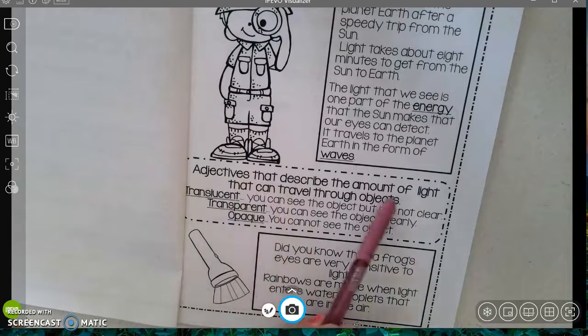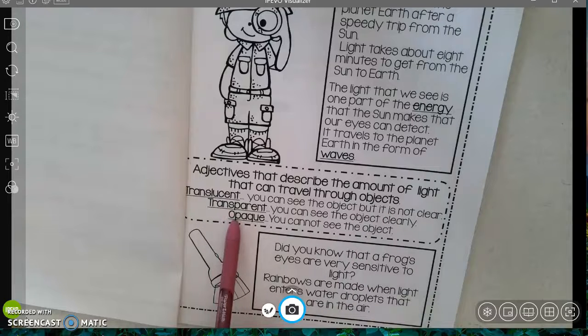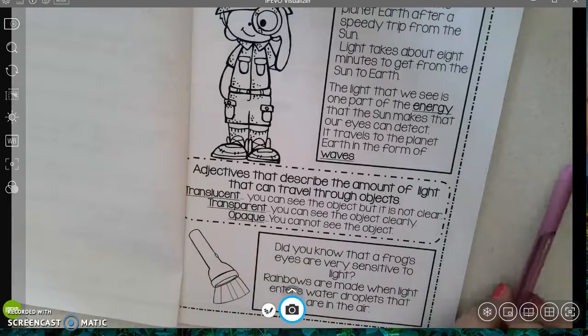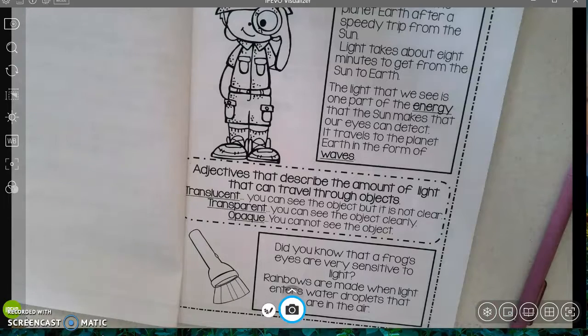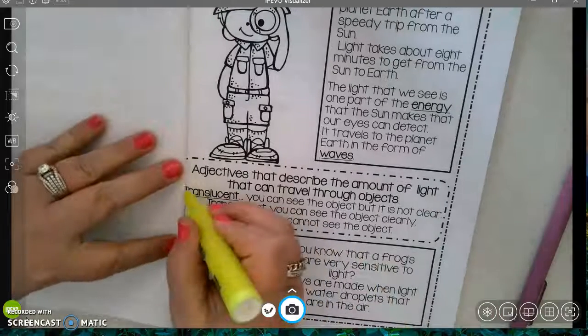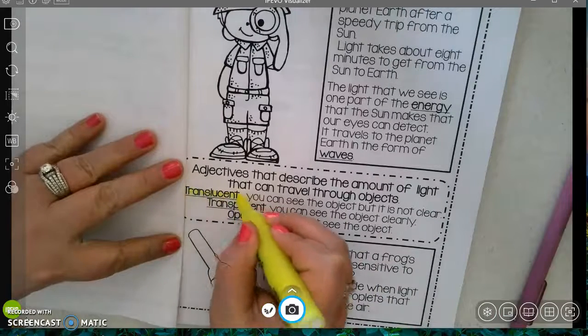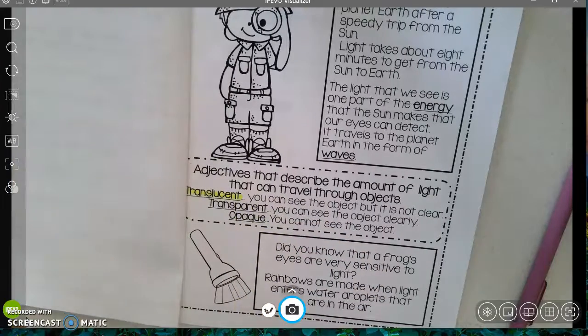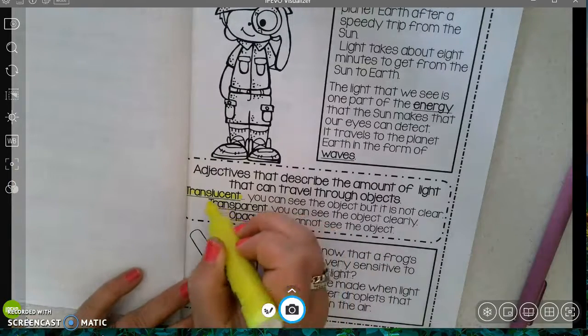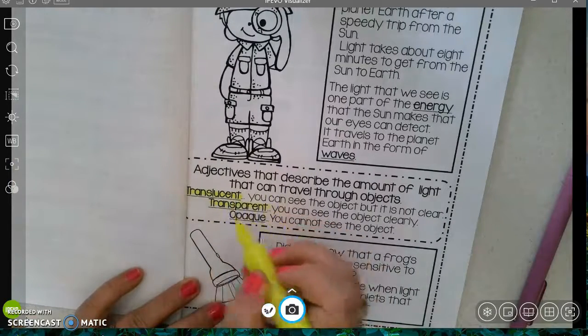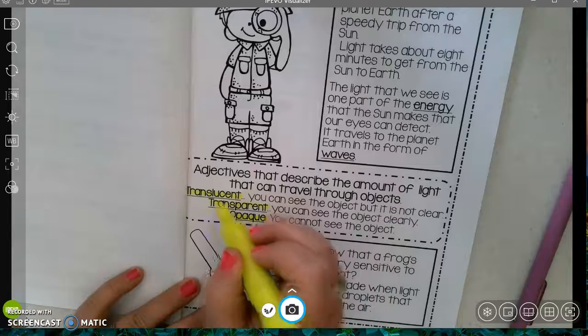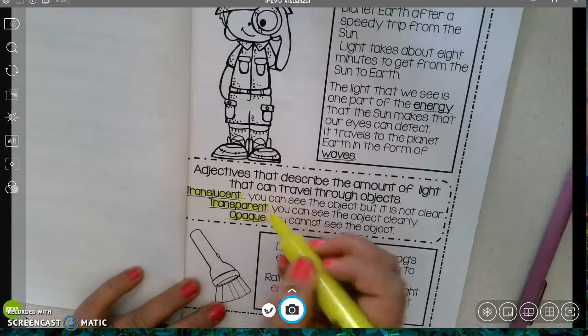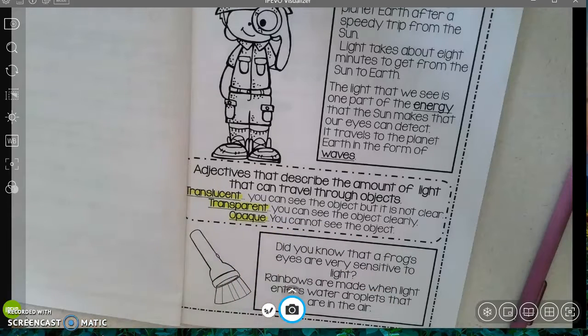Adjectives that describe the amount of light that can travel through objects. These 3 words are going to be super important that we're going to learn. If you have a highlighter or a yellow marker, I want you to take it, and you should just need one swoop through the word to highlight the word. So that way we remember, oh, these words are important. We're going to need to know what these words are and remember what they mean.